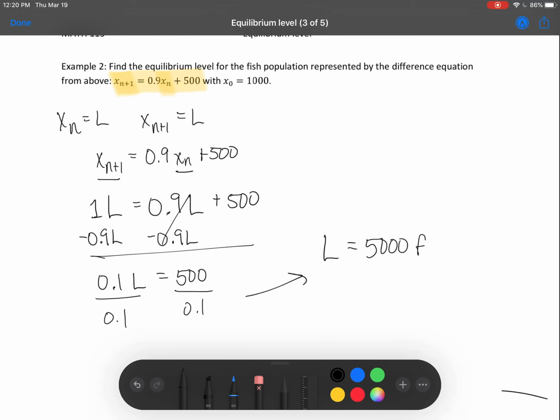of 5,000 fish. All right, so again, the interpretation of that is that in the long term, or many years in the future, this fish population in this lake is going to level out to be at 5,000 fish.